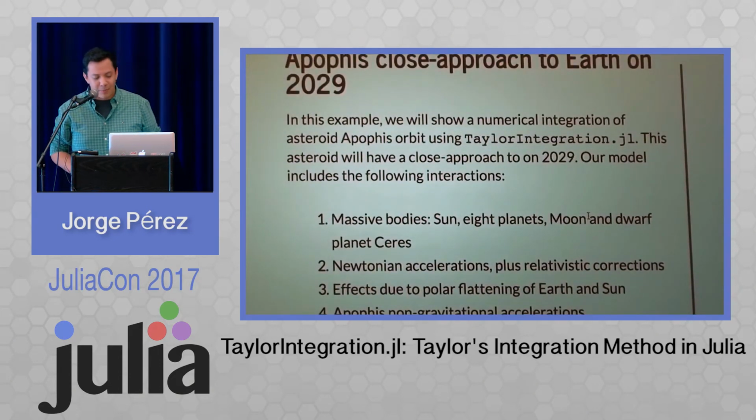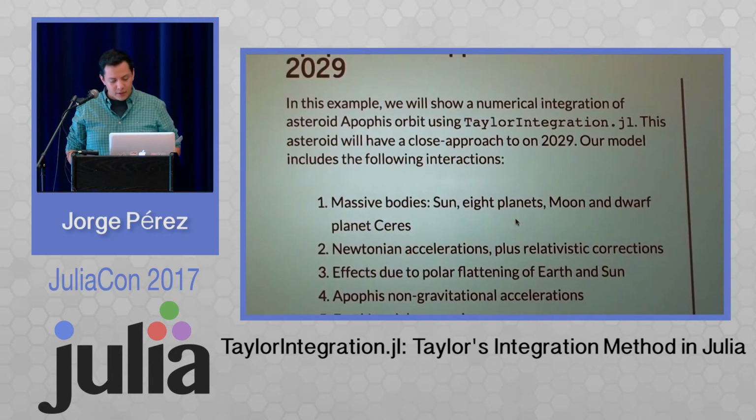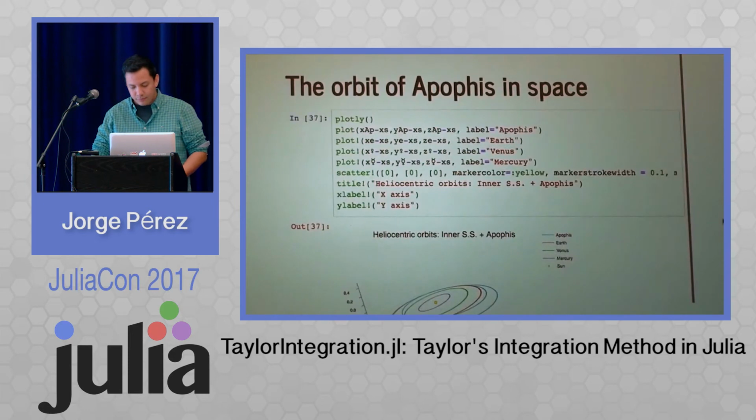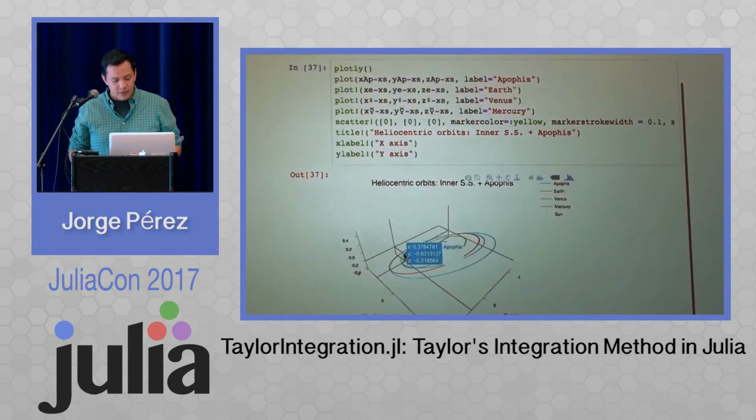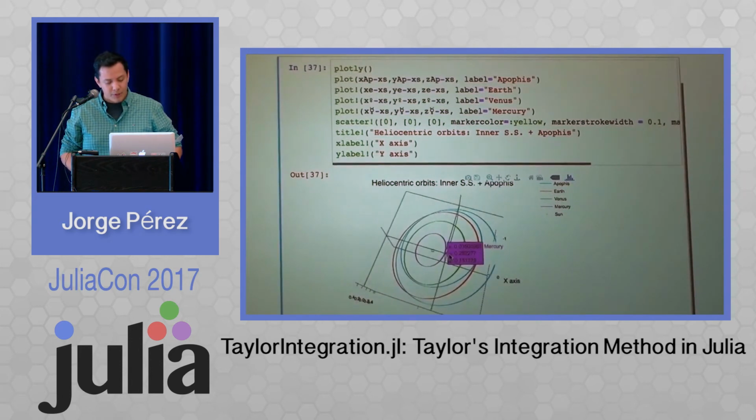Okay, so now about Apophis. We constructed a model which includes all the planets, the sun, the moon, and the dwarf planet Ceres. We include several physically relevant effects. Okay, so here is just a plot of the inner solar system where we can see the sun, Mercury, Venus, the Earth, which is the orange line, and the blue line is the orbit of Apophis.